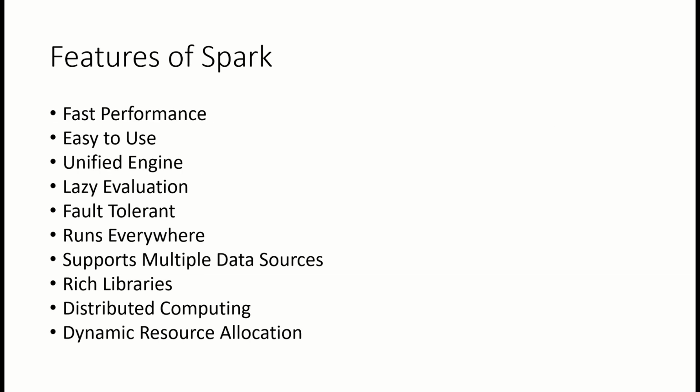Next one, features of Spark. First one is fast performance. We already discussed that Spark uses in-memory computations. While doing the computations in the Spark job, the intermediate results are stored in the memory of Spark. So whenever the data is required again, it automatically fetches from the memory. It reduces the IO cost and improves the performance of the job.